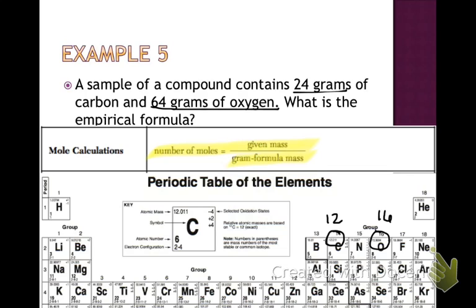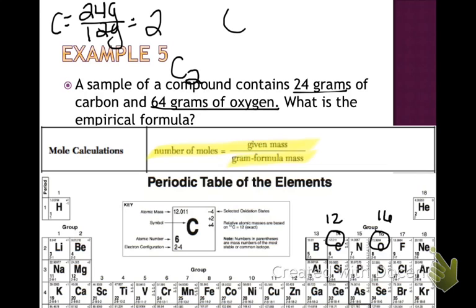So we have to find out what each of these are separately. So let's start out with the carbon. We know carbon is 24 grams. That's the given mass. The gram formula mass is 12 grams. So that's 2. So I know I have to have 2 carbons. And let's do the same thing for oxygen. Oxygen is 64.